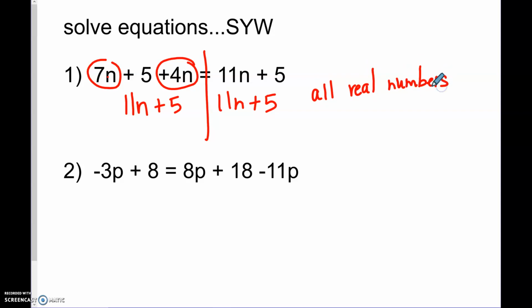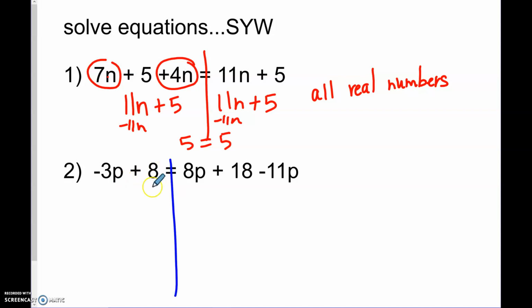And you're going to have to type this in your test if we do anything online. If not, then you just write all real numbers. Some of you might keep doing work, so you might subtract 11N, and then you get 5 equals 5. It doesn't matter where you stop, as long as you can get that answer: all real numbers. Okay, let's go on to the next one.